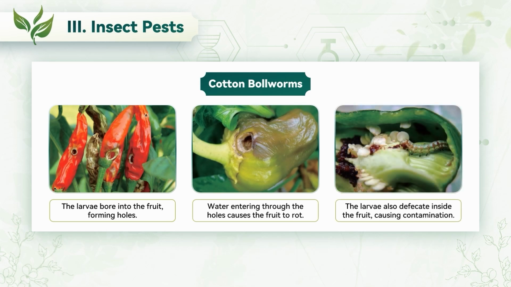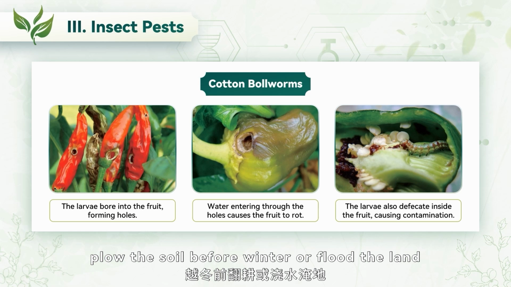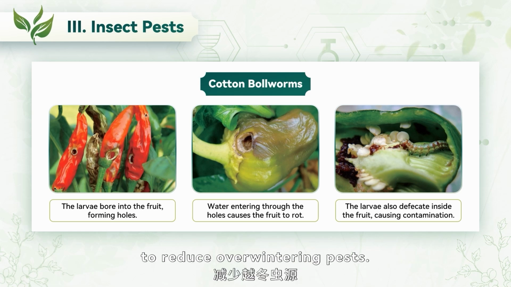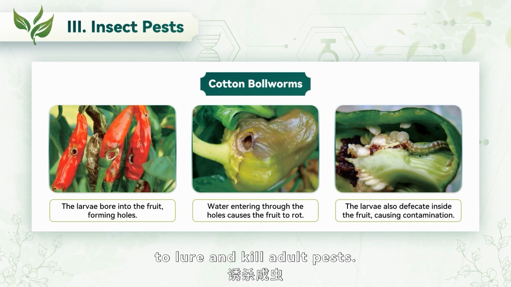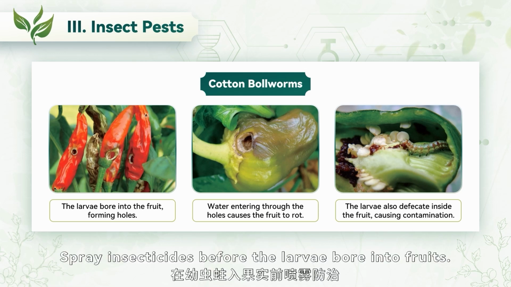Control measures. For outdoor cultivation, plow the soil before winter or flood the land to reduce overwintering pests. Use blacklight traps and willow branches to lure and kill adult pests. Spray insecticides before the larvae bore into fruits.